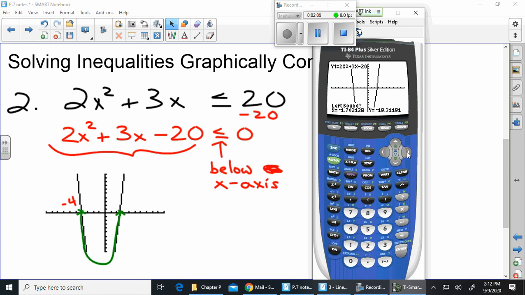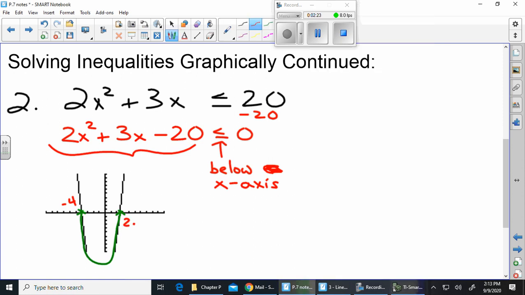Left bound, just get close to it, but don't go past it. Enter, enter, 2.5. So when is it below the x-axis? Any x from -4 to 2.5. I look at the inequality. It has an equal sign. I put brackets.